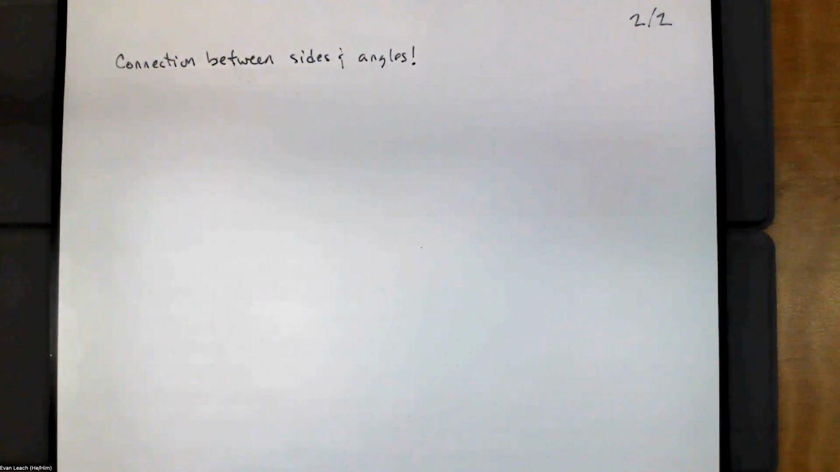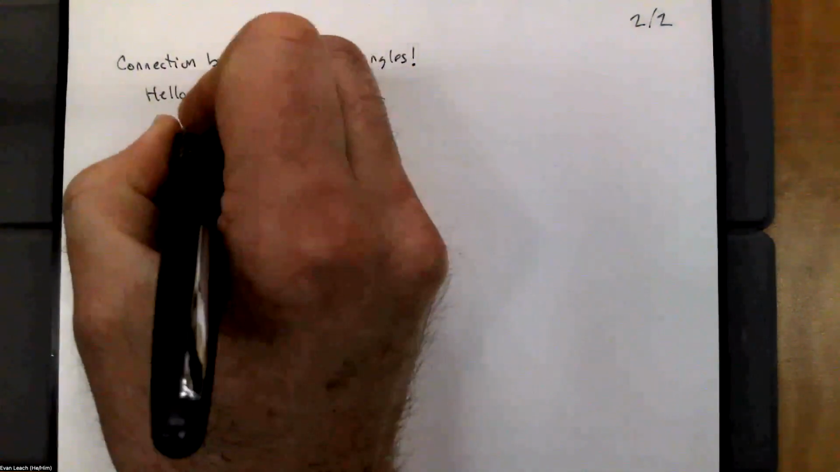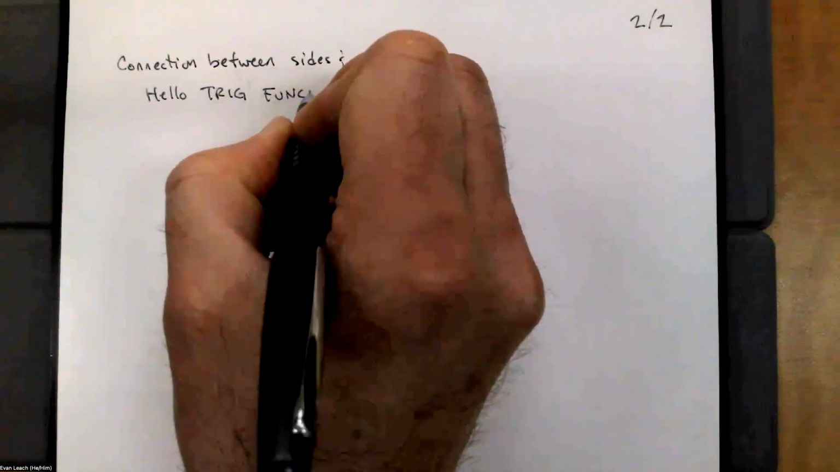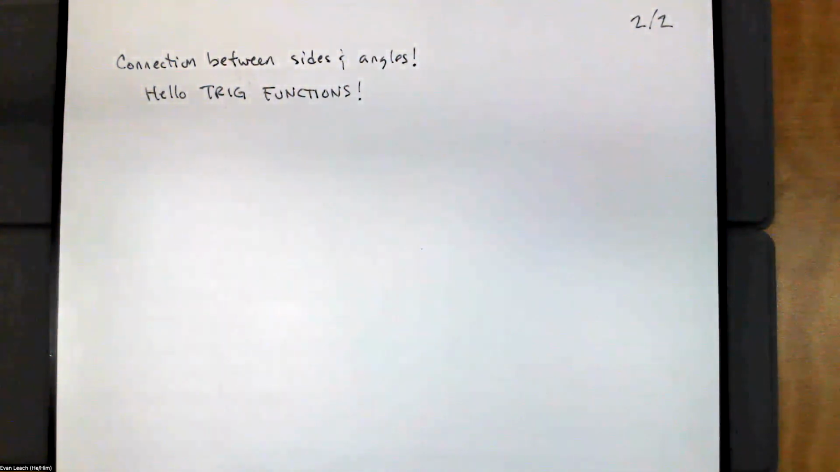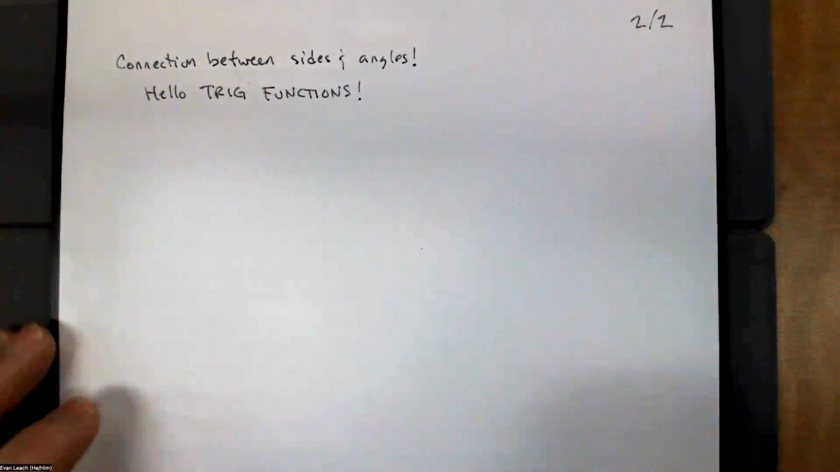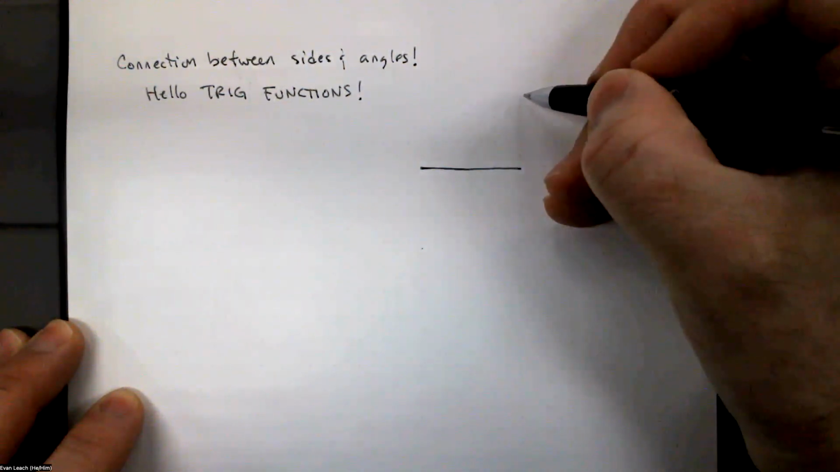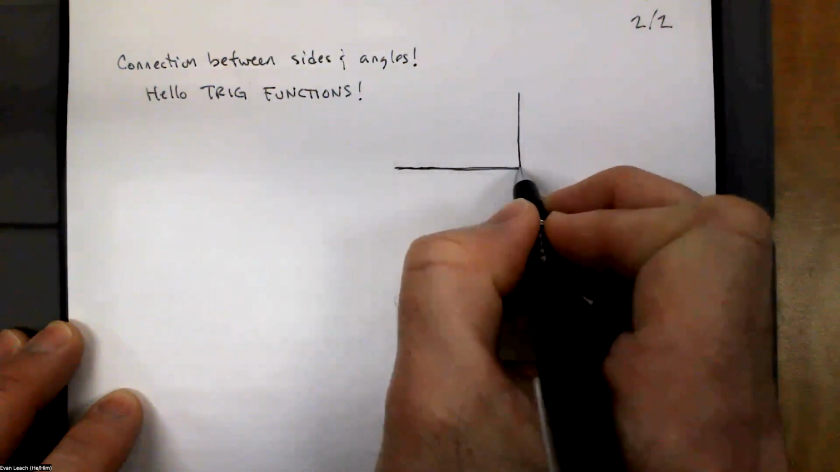So enter trigonometric functions. For our purposes, we introduce trig functions in right triangle trigonometry. This is going to be a connection between measuring angles and measuring sides. We're going to start by applying this to right triangles.